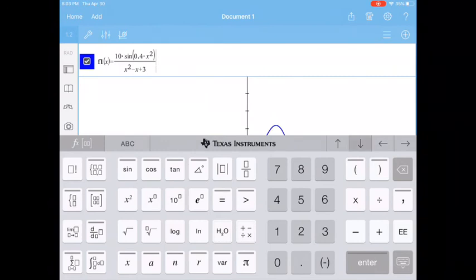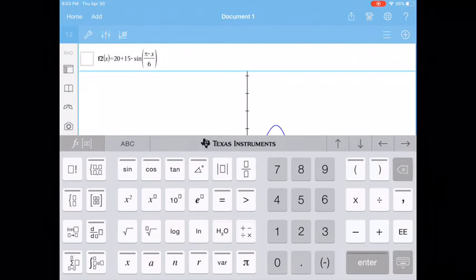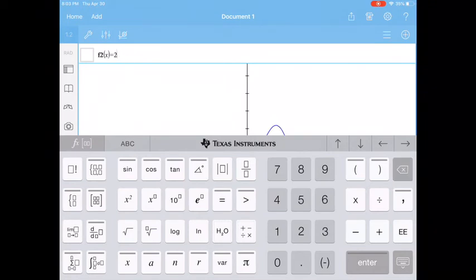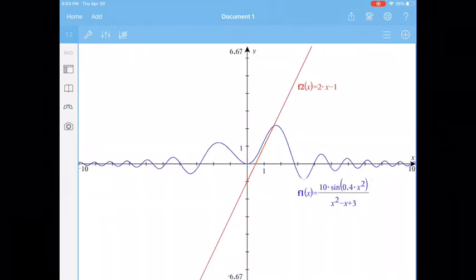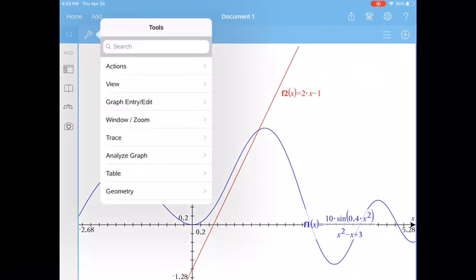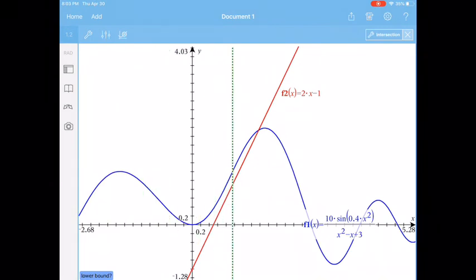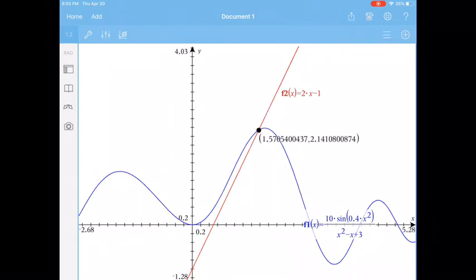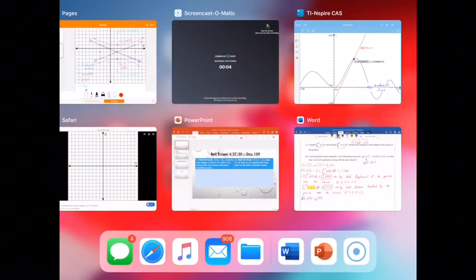And now let's do the other one. So we graph that one. And then this next one is just, was it 2t minus 1? Or 2x minus 1? 2x minus 1. Enter. All right. So it looks like they only intersect at one point, which is convenient. So now we've got to find the intersection, which I already put up a video detailing how to find the intersection of two graphs using a calculator. Analyze graph, intersection. So it looks like the intersection is right about there. So the t value, or in this case x value, is 1.571.